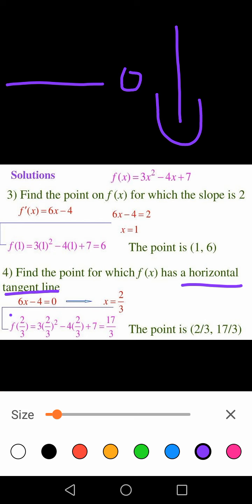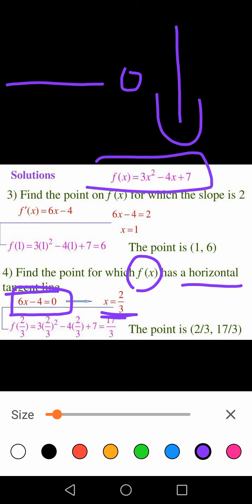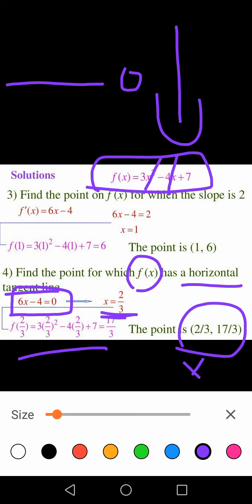So I will substitute with the slope, 6x minus 4 equals 0, to get the value of x equals 2 over 3. To get the value of f(x), which is called y, I will substitute in this function. I will remove x and put 2 over 3 all squared, I remove x and put 2 over 3, then substitute to get the value 17 over 3. So the point will be 2 over 3 as the value of x, and the value of f(x) or y is 17 over 3, and that's all.